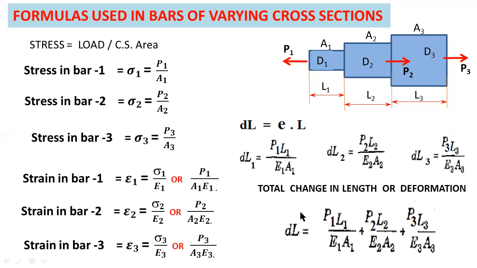When you are applying tensile loads, then there is an increase in length, so therefore you have to consider positive sign for tensile loads. If you are applying compressive loads, then there is a decrease in length in the bar, so you have to consider negative sign for compressive loads. Okay, it is very important in our problem.